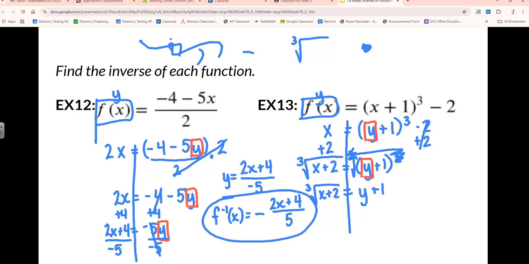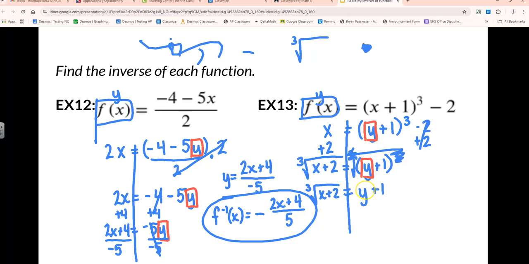So everybody should have this line. Cube root of x plus 2 equals y plus 1. Look at your neighbor. Make sure they've got it. Make sure they're not slacking. Is he slacking? Make sure he's got it.